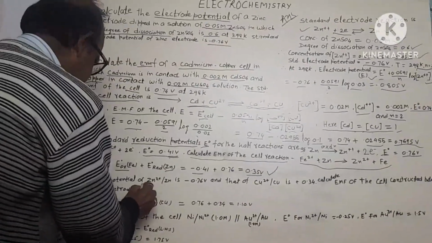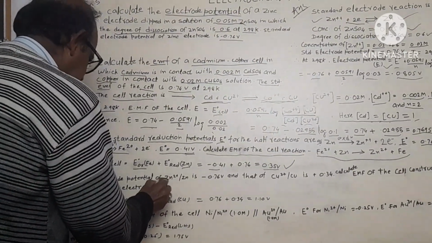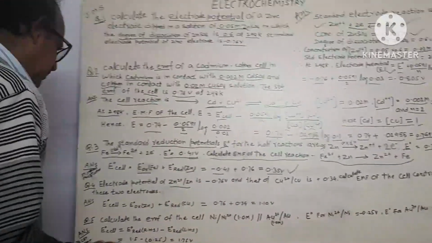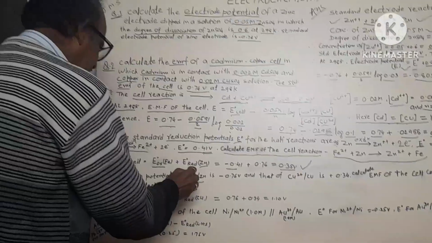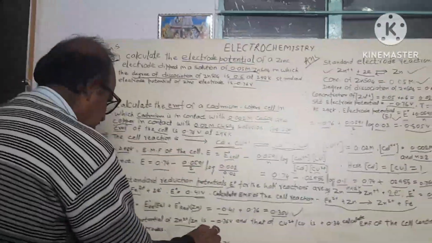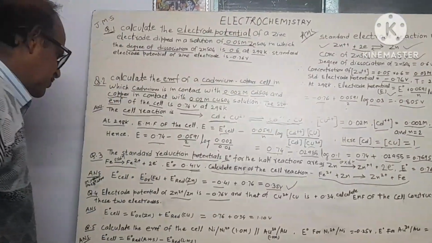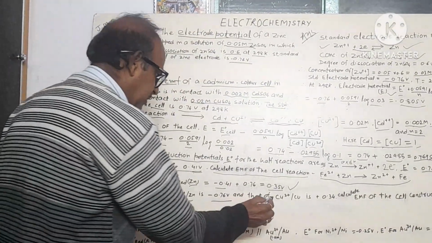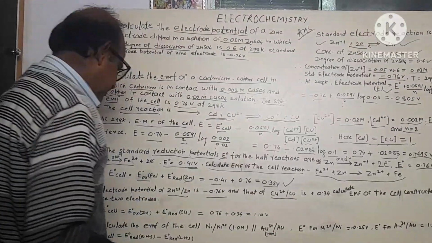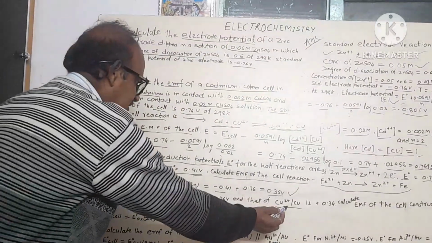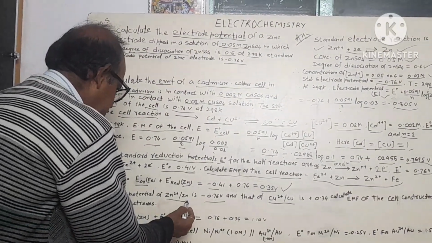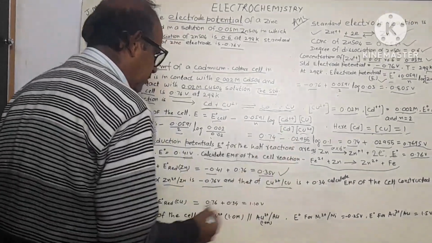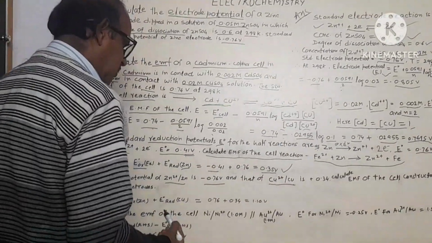Electrode potential of zinc, Zn, means it is actually a reduction process. You remember, Zn ion is converting to Zn. Its value is given as minus 0.76 volt, and that of copper, again you can see the reaction. Both are reduction reactions. Zinc ion is converting to zinc, copper ion is converting to copper. Both are reduction processes. Okay.